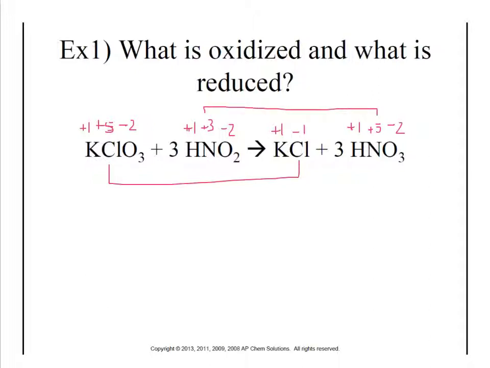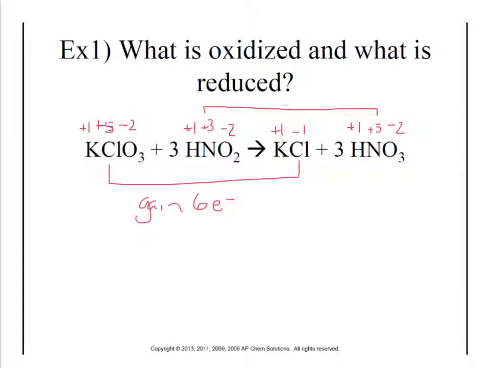Now we've got to think about charges. So this is tricky because electrons, remember, carry a negative charge. So even though you gain electrons, it's going to reduce the oxidation number. For example, chlorine went from +5 to -1. That means it gained electrons, and it actually gained 6 electrons.